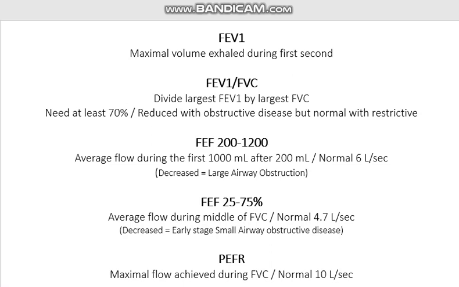The FEF 25 to 75%, which is the average flow during the middle of the FVC. It has a normal value of 4.7 liters per second. If decreased, it would reveal early stage small airway obstructive disease.